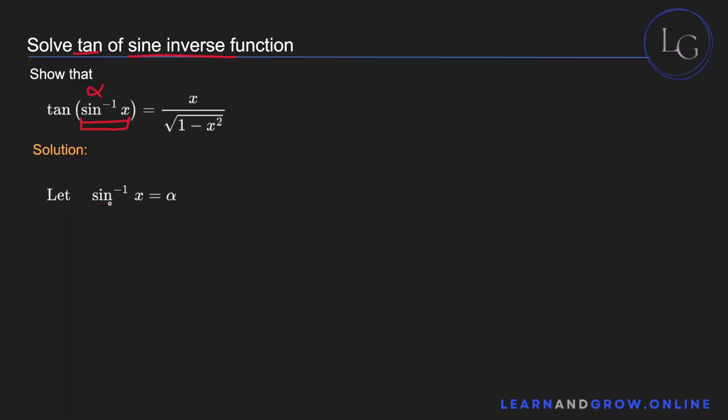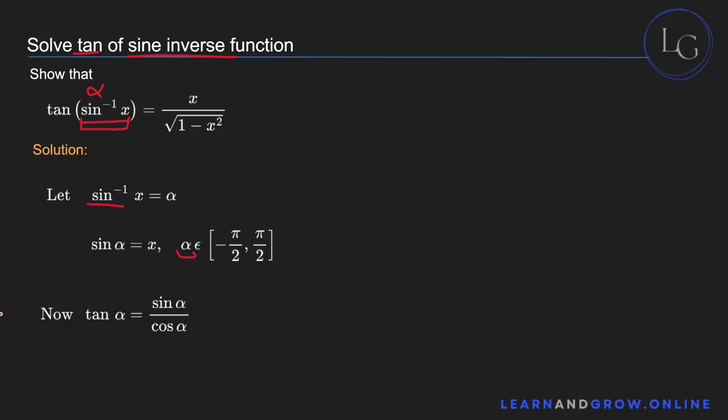So sine inverse x is equal to alpha, so obviously sine of alpha is equal to x. And since this is a sine function, alpha will always remain between minus pi by 2 and pi by 2. This limitation comes from the inverse, right? So yeah, tangent of alpha is equal to sine of alpha over cos of alpha.